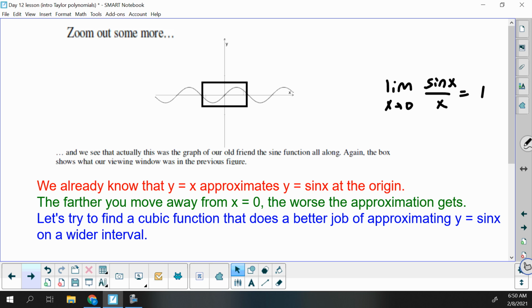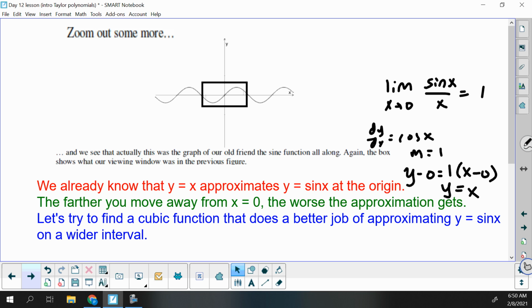Another reason for that is if you wrote the equation of the tangent line, your derivative of sine is cos x. If you evaluate that at x equals 0, your slope is just 1. So if you have y minus 0 is equal to 1 times x minus 0 using our point and our slope, that's just y equals x. So y equals x is the tangent line approximation of sine at x equals 0. But as we move further away from x equals 0, that tangent line is not as good of an approximation.